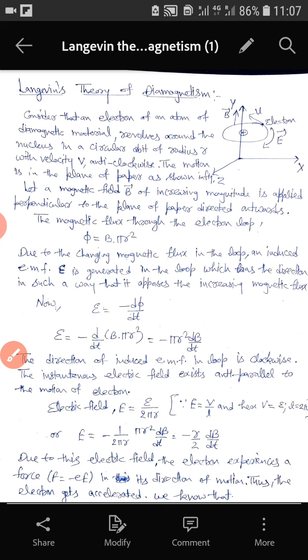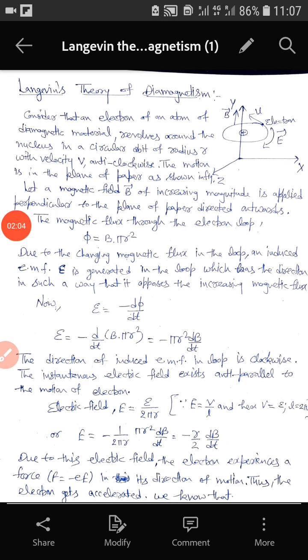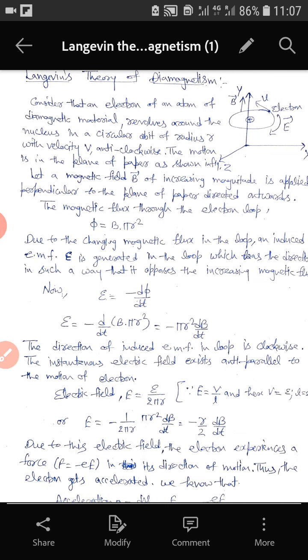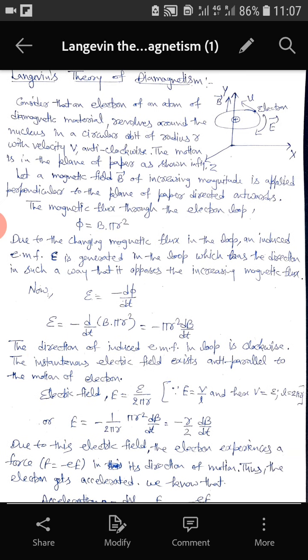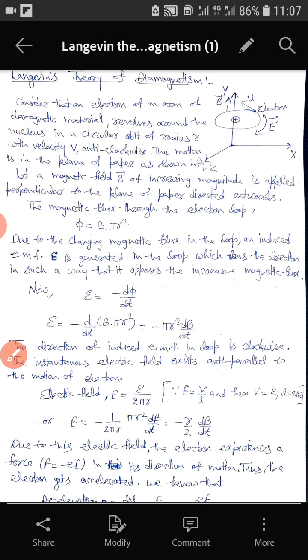Due to the changing magnetic flux in the loop, an induced EMF, E, is generated in the loop, which has the direction in such a way that it opposes the increasing magnetic flux. This is in accordance with Faraday's law. So the induced EMF E will be minus d phi by dt, where phi is B into pi r square. Substituting that phi, this EMF will be minus pi r square dB by dt.